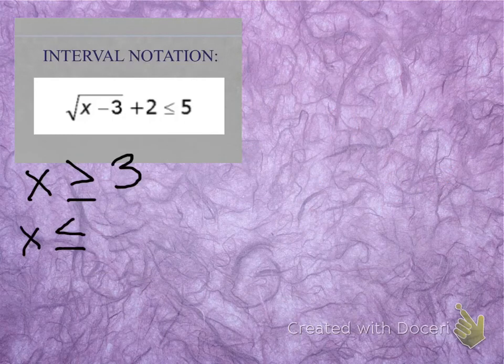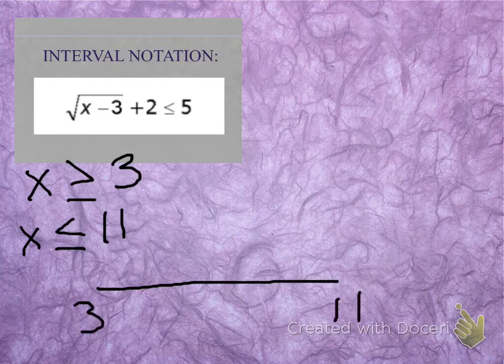Now, how do you write interval notation? Well, for this particular equation, we found both parts in order to solve the inequality, and that's that x is greater than or equal to 3, and that x is less than or equal to 11. Well, the first thing I did was I made a line and put both numbers, 3 and 11. I then looked at the signs because that's really important.